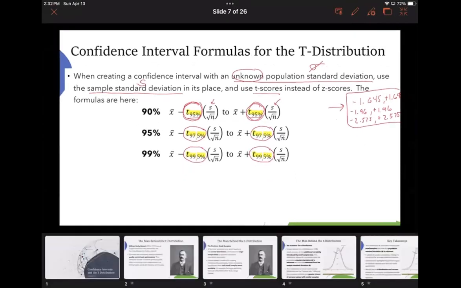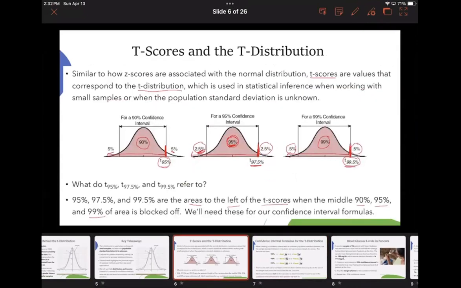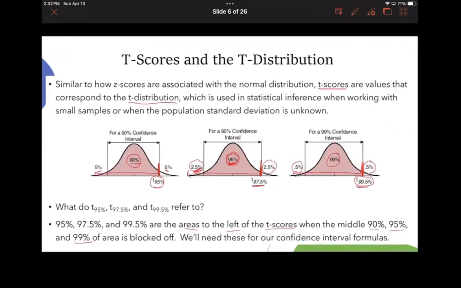And let's recall where that all came from. It was this previous picture here. Okay, for a 90% confidence interval, 95% of area lies to the left of the vertical cutoff. For a 95% confidence interval, the area to the left of the vertical cutoff is 97.5. And for a 99% confidence interval, the area to the left is 99.5.